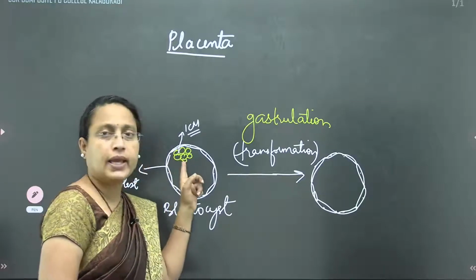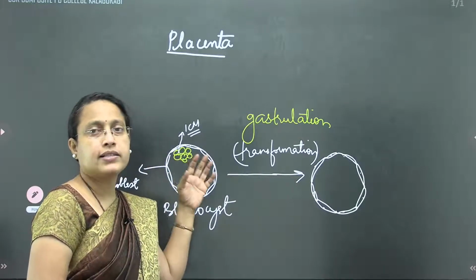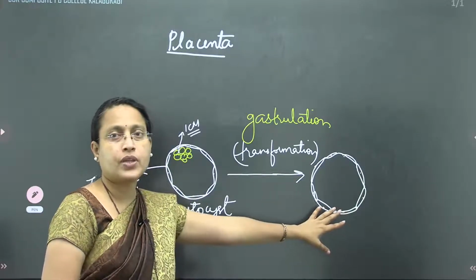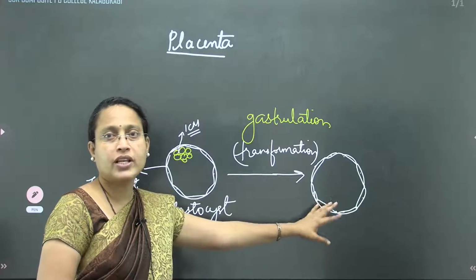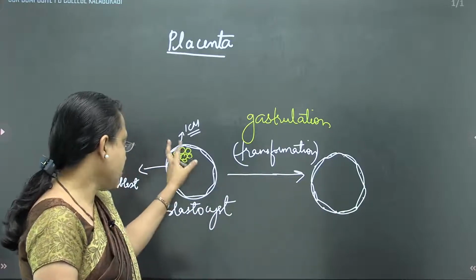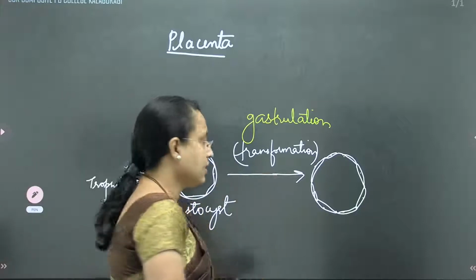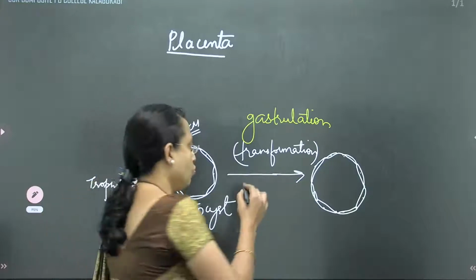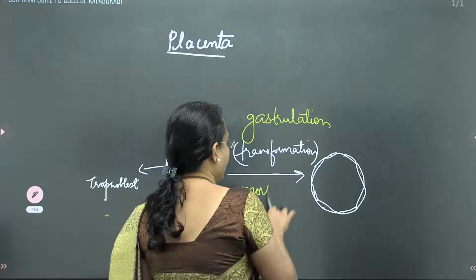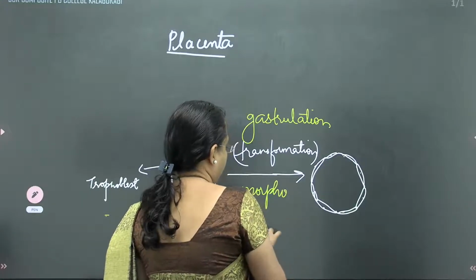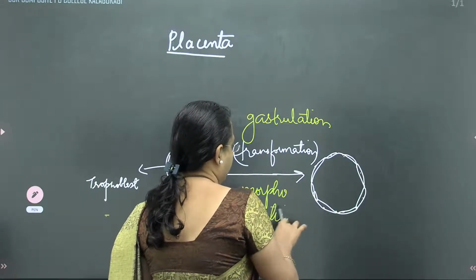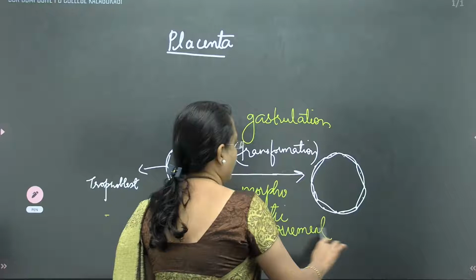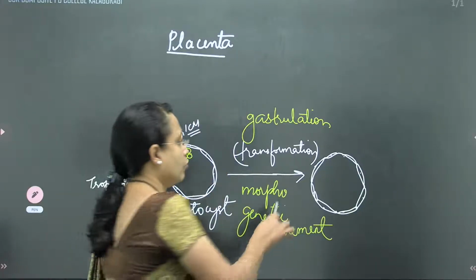They will start migrating or moving, and due to such cell movements, what happens? Blastocyst is forming gastrula, and gastrula will have three germ layers. The ICM cells will migrate, movement of the cell occurs. Those movements are called cellular movements, or morphogenetic movements.